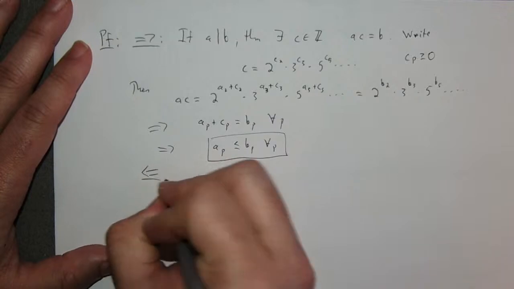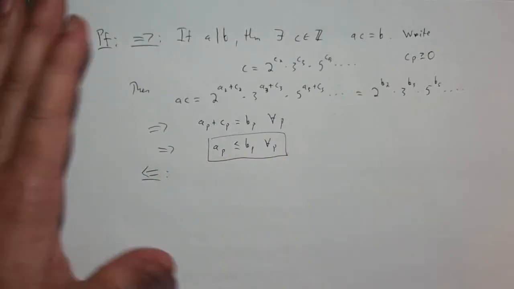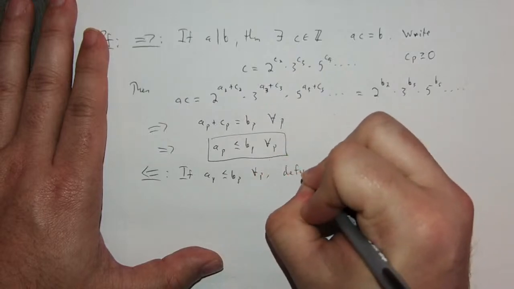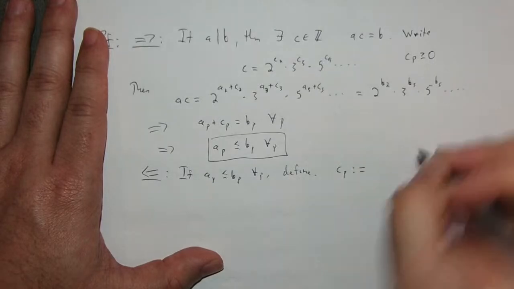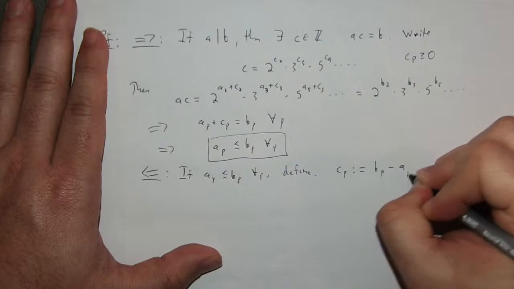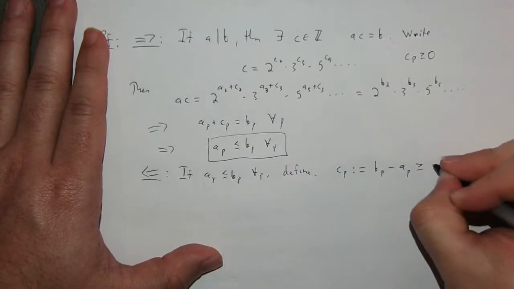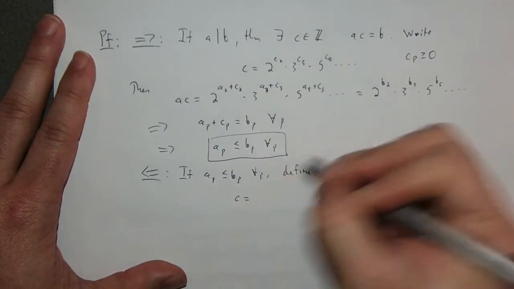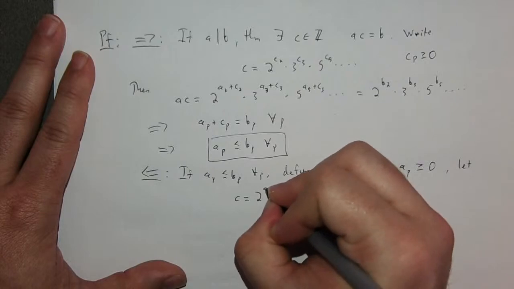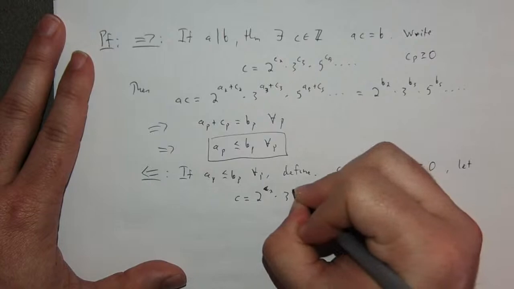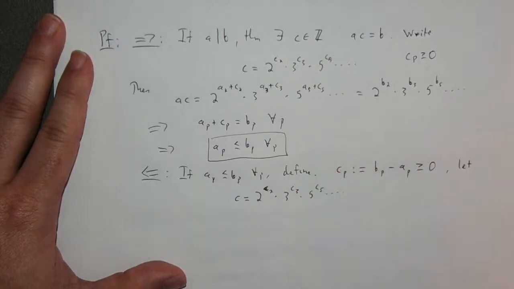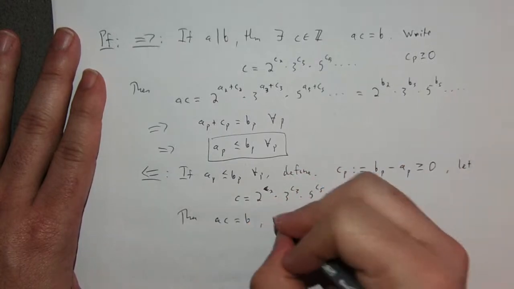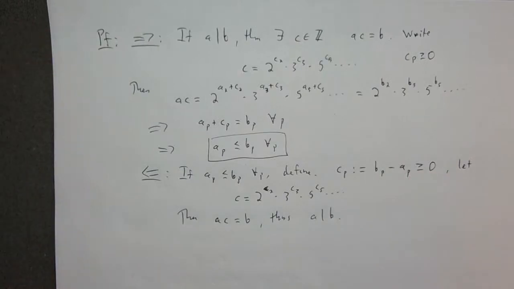So then what's the backward direction? If a sub p is less than or equal to b sub p for all p, define c sub p to be the following: b sub p minus a sub p. Since this inequality holds, this is always non-negative. Let c be 2 to the c sub 2 times 3 to the c sub 3 times 5 to the c sub 5 and so on. Then a times c is equal to b, thus a divides b. And we're done.